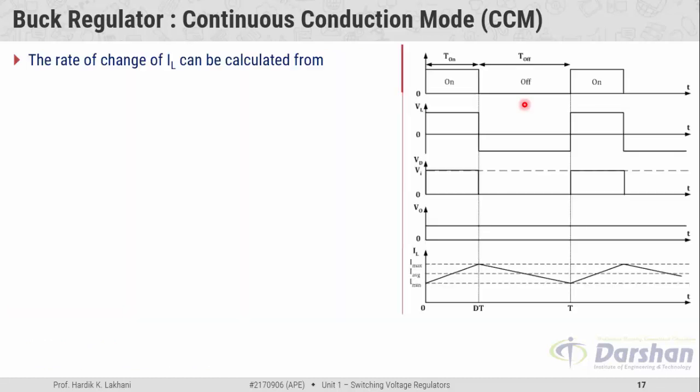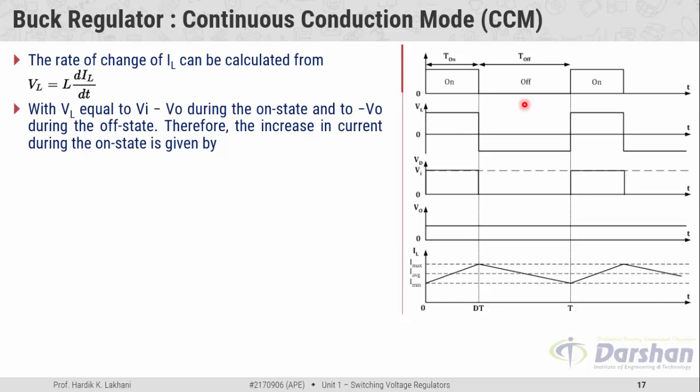The rate of change of IL can be calculated from the equation VL is equal to L into di by dt. It is nothing but the voltage drop across the inductor, with VL equal to input minus output during the on state and minus V output during the off state. So the increase in the current during the on state, which is delta IL on, is given by the integration from 0 to T on of VL upon L dt.